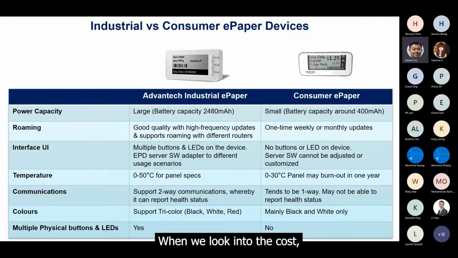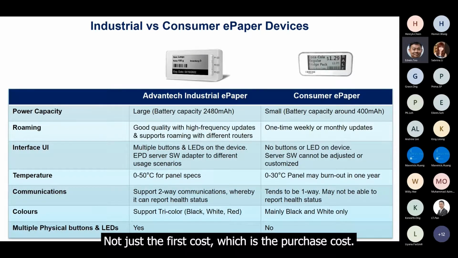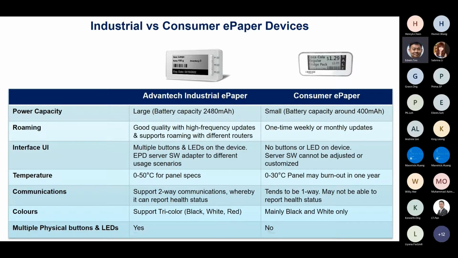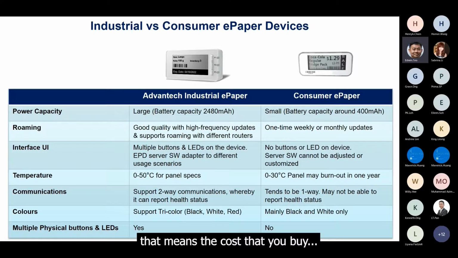When we look into the cost, we actually focus on TCO, what we call total cost of ownership, not just the first cost. First cost is your purchase cost. TCO equals the first purchase cost, that means the cost that you buy the item, plus your downtime cost. Downtime cost is basically if this system is down, how much you will lose. And also the maintenance cost. Maintenance cost can also be a recurring cost. That means if you have to replace the unit, how much will this cost be?